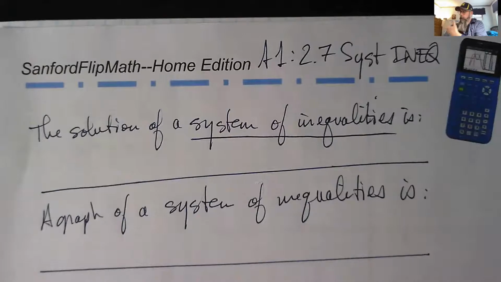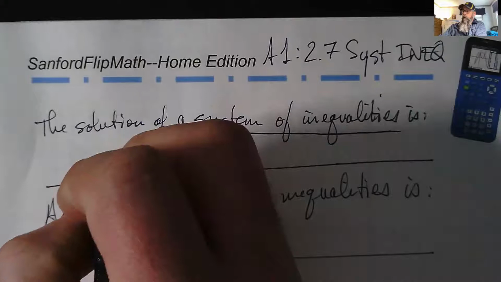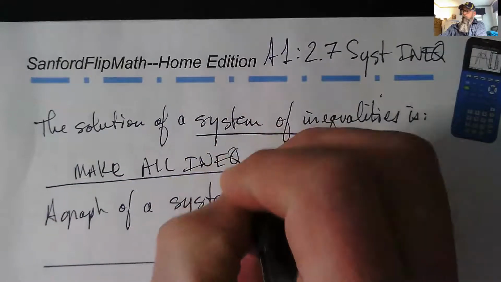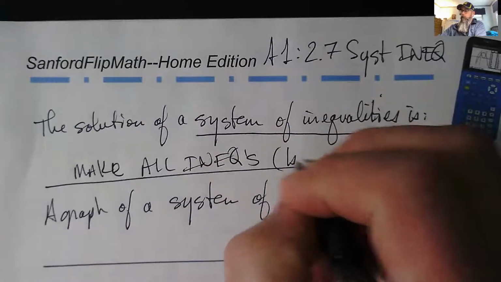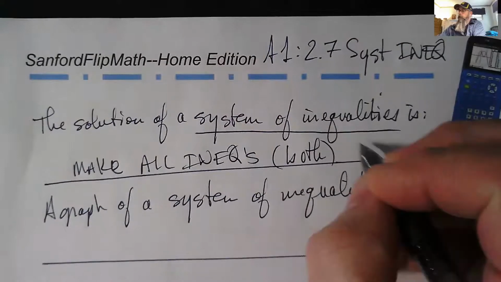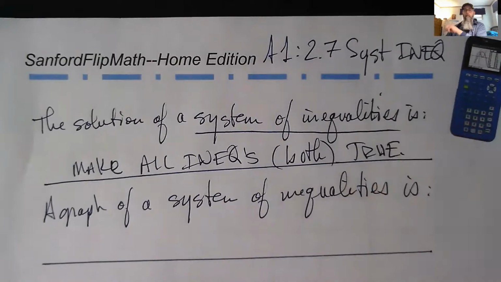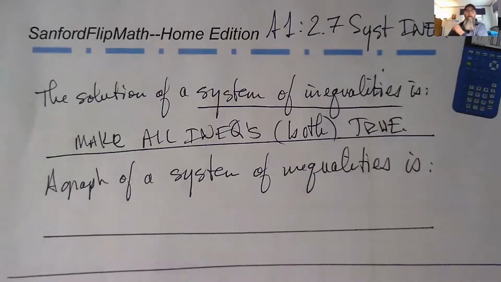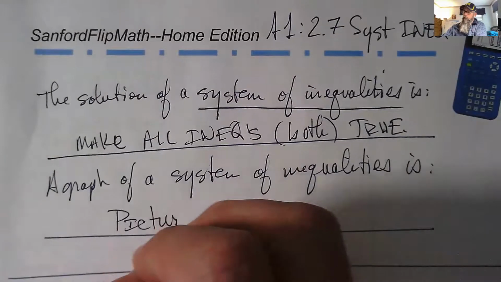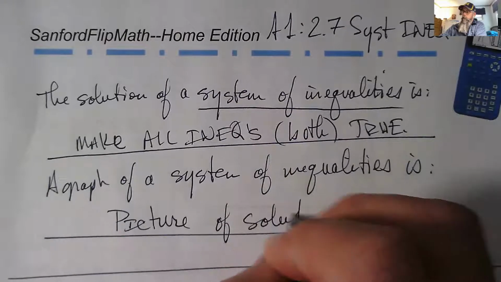We're going to say some specific wording to emphasize that it needs to make all of the inequalities true. Now, we are only going to be working with two, so you could say both if you wish. Make all the inequalities or both of the inequalities true. That's what a solution does. It makes it true. It works, so to speak. And then a graph of the system is, of course, a picture, a visual representation, etc., of solutions.